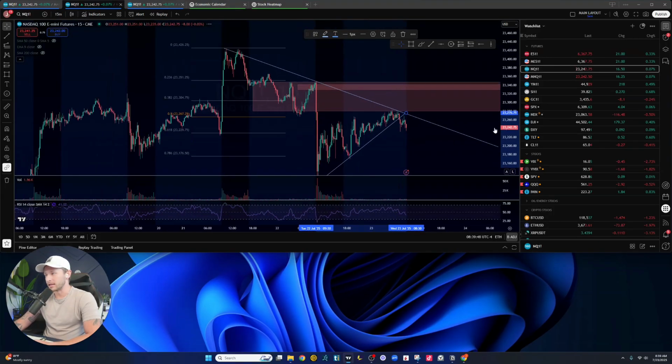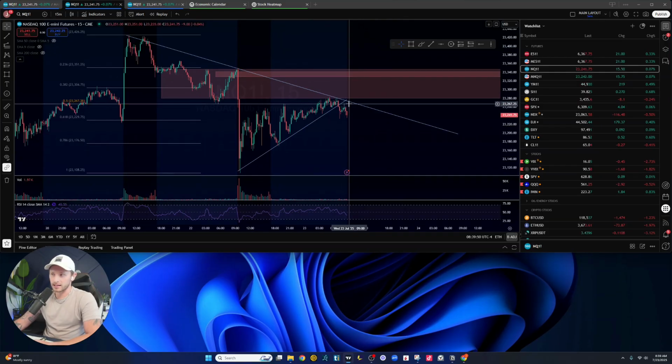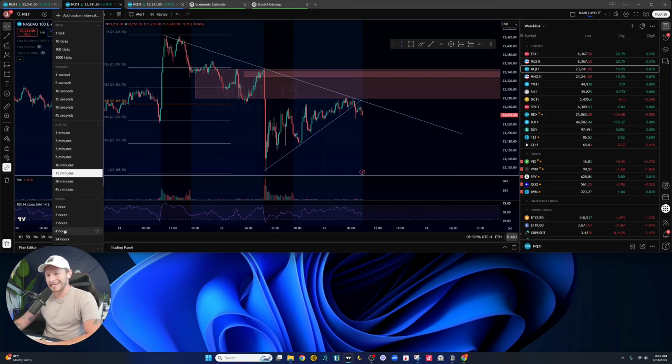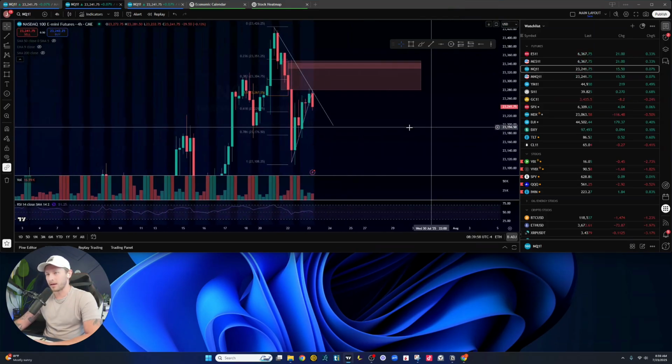So this is one of those trades that, if I would have noticed this a few hours ago, would have been looking pretty good for an entry. And why is that? Because I see quite a few things that stand out to me, right?